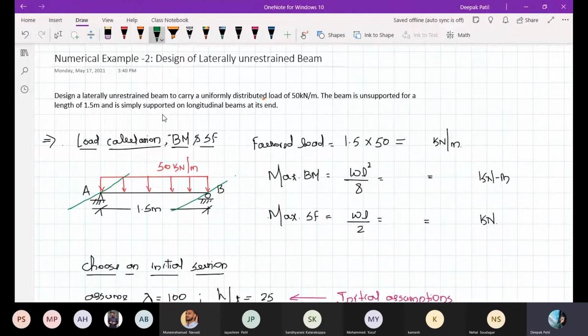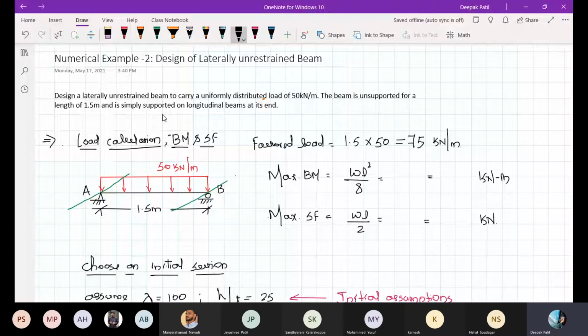So we know that this UDL is unfactored, so we have to calculate the factored UDL. To factor that, you have to multiply it by 1.5. So you will get a total load of 1.5 multiplied by 50. It comes out to be 75 kilonewton per meter. The total factored UDL is 75 kilonewton per meter.